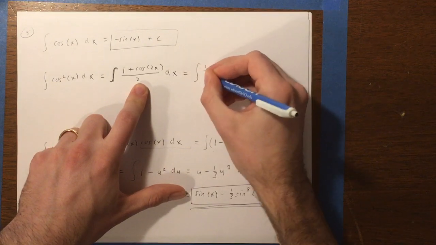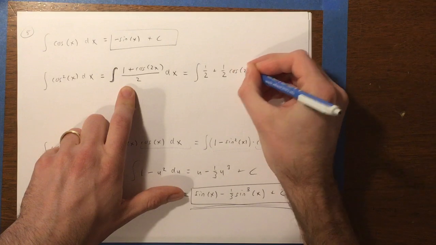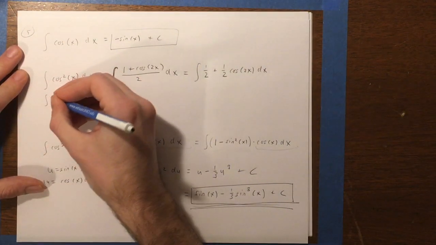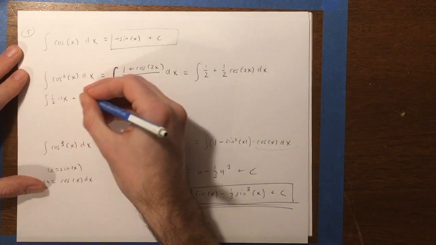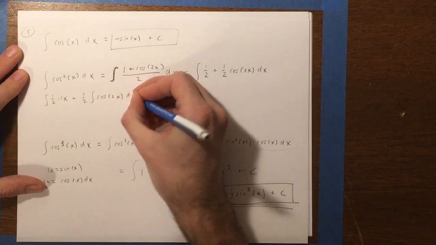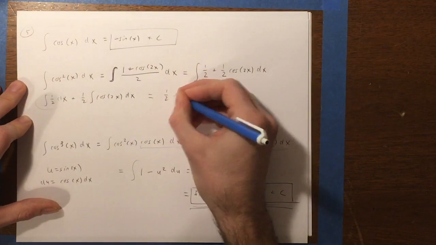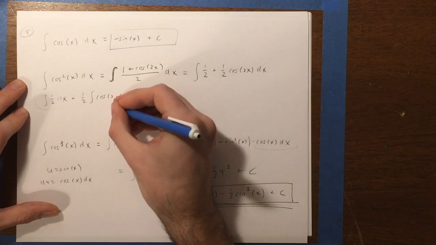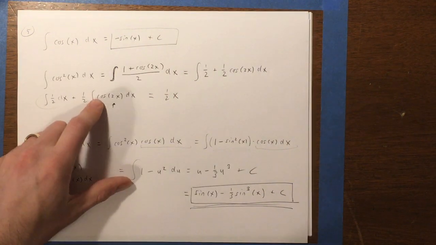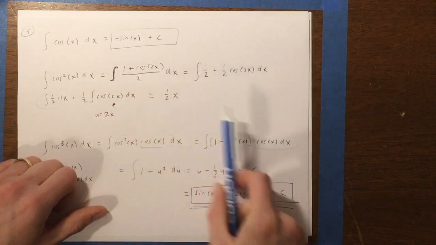So let's first distribute the division by 2, like this. And then we'll split up our integral. So we'll have an integral of 1/2 dx plus 1/2 times the integral of cosine of 2x dx. All right, the integral of 1/2 right here, that part is just 1/2 x. That part's not so bad. So the other one here, the second term, in order to integrate cosine of 2x, we can do a quick little u substitution with u equals 2x.